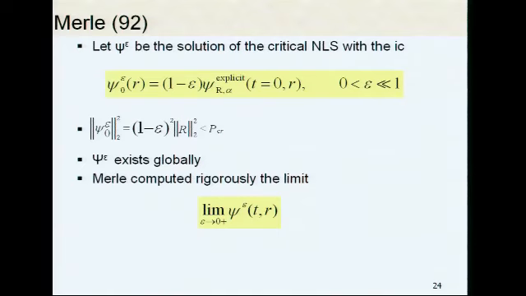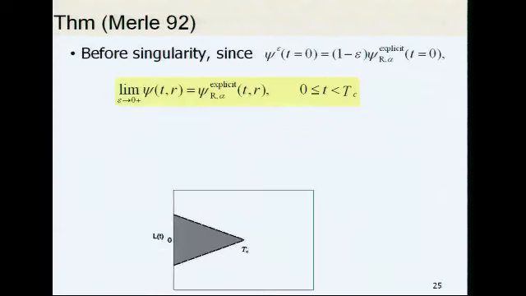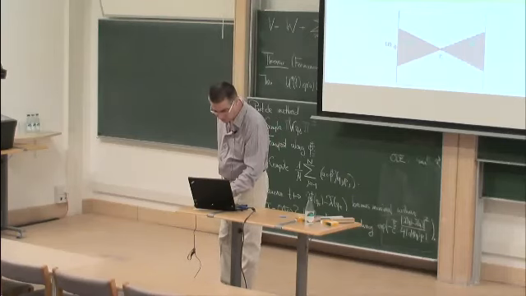Now, this is Merle, so when I say computed, I mean a rigorous computation. And here is the result. Before the singularity, for t less than tc, you just go on to the explicit solution. And this is just by continuity. Nothing surprising here. The initial condition goes to the same initial condition. So it's just this familiar thing that we saw before. The really interesting part is what happens after the singularity.